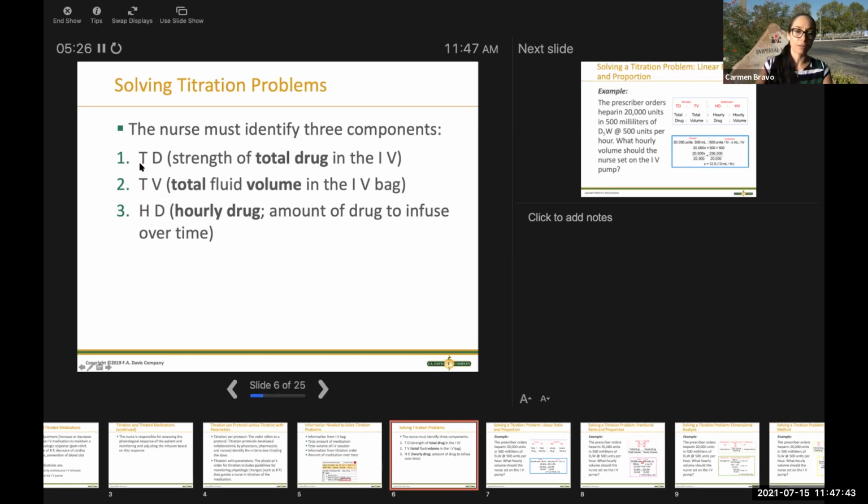So when solving, I would suggest that you memorize the components and abbreviations: TD is the total drug, TV is the total volume, and HD is the hourly drug. This will help you solve the titration problems much more easily.